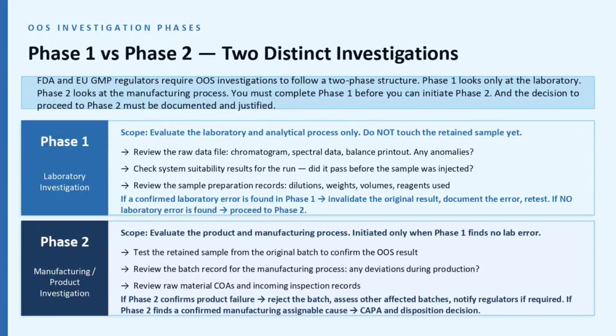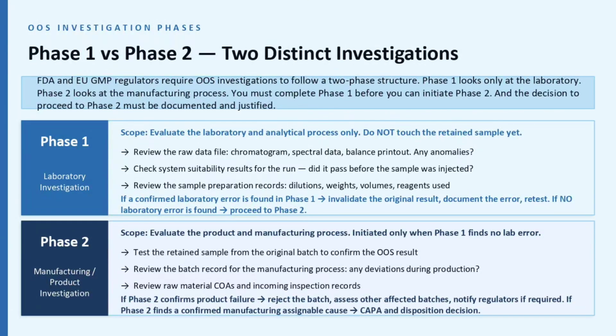The Phase 1 checklist includes reviewing the raw data file for anomalies, checking system suitability results from that run, reviewing the sample preparation records including dilutions, weights, and volumes, verifying that all reagents and reference standards were within their valid use dates, confirming that the instrument was within its calibration period, interviewing the analyst about anything unusual, and verifying that the analyst held current training on this method.